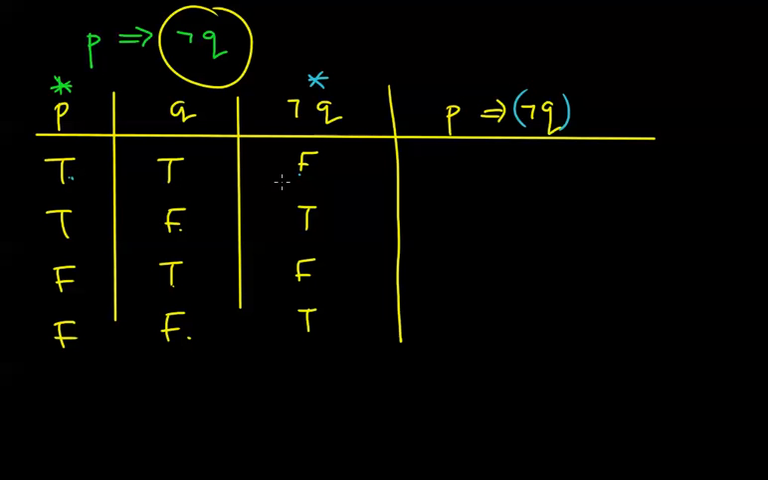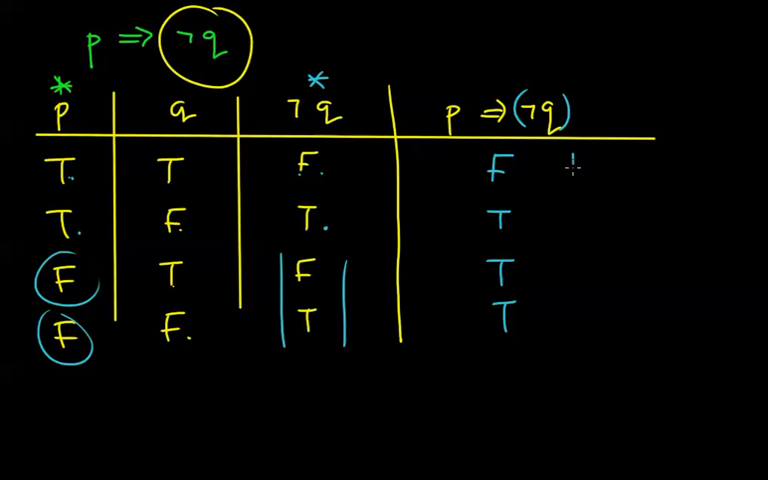Now this is true, this is false, so that's false. This is true, so that's true. Now remember, if the antecedent is false, don't even bother looking at this column. It's automatically true. And you're done. That's it. So that's the implication symbol done and dusted.